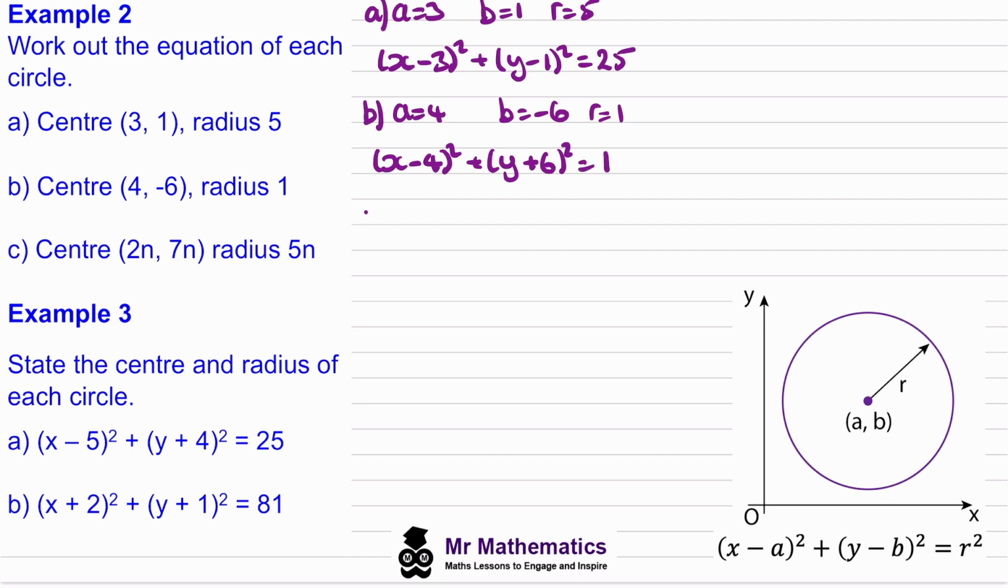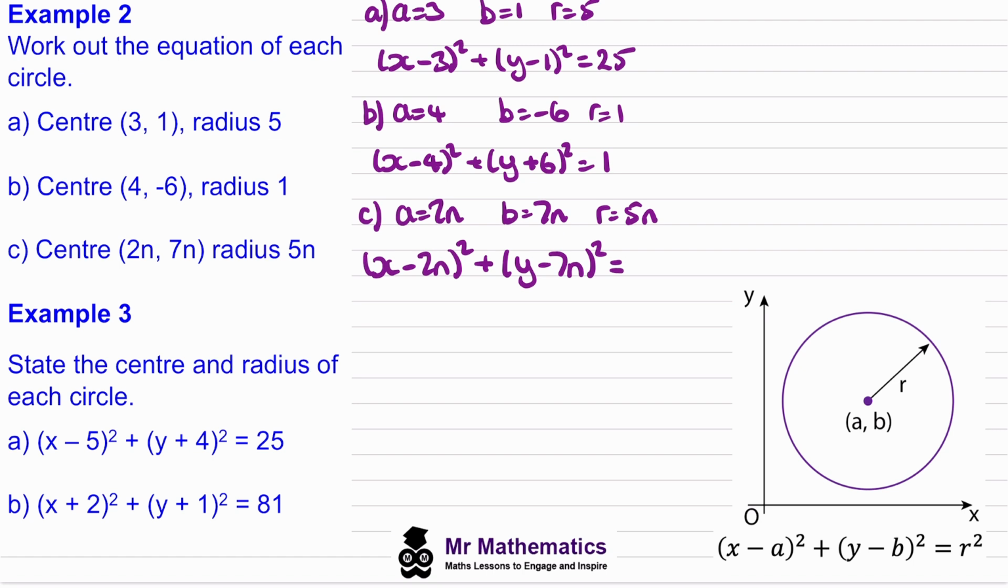And then for part C, we know the a value is given as 2n, the b value is given as 7n, and the radius is given as 5n. So we'll have (x minus 2n) squared plus (y minus 7n) all squared, and this will equal the radius squared, and 5 squared is 25, and n squared is n squared. So this will be the equation of a circle in part C.